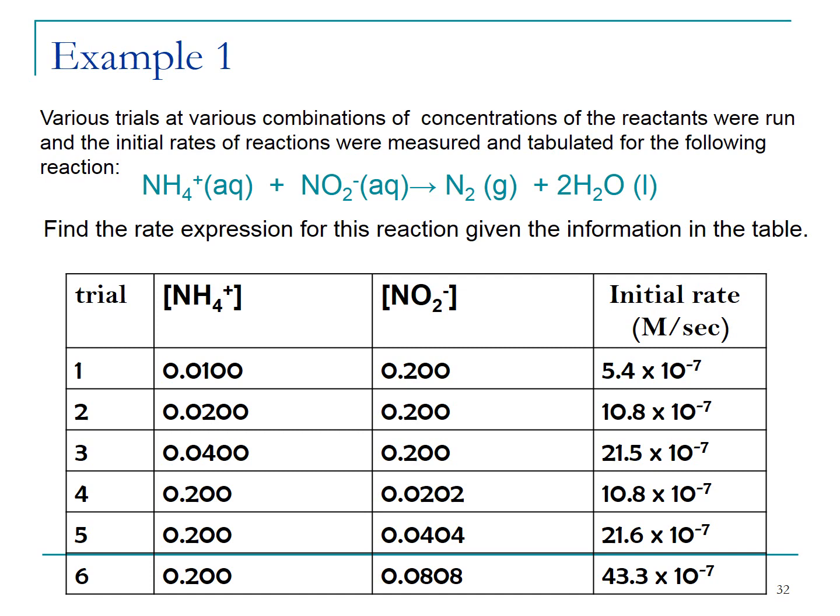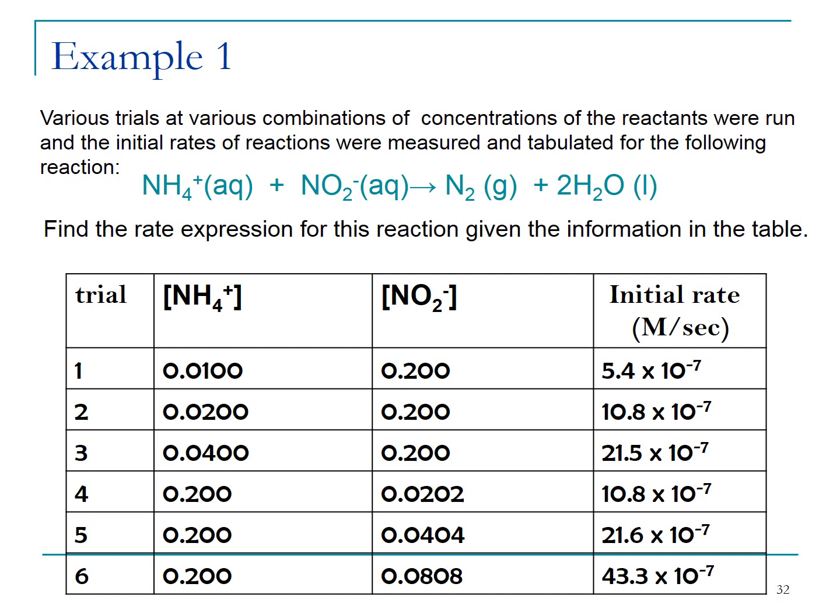If you look at trial 1 and then trial 2, the NH4 positive has doubled. What's happened to the rate? Well, 5.4 times 10 to the minus 7th in trial 1 becomes 10.8 times 10 to the minus 7th in trial 2. Clearly, that's doubled as well. So if we double the NH4 concentration, the rate doubles. And we just said that that would be first order, meaning the concentration is raised to the first power. That's a first order dependence.